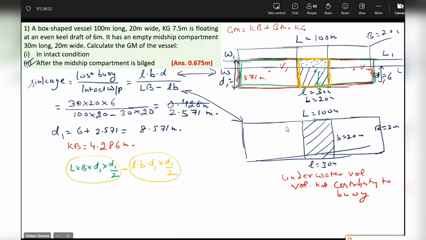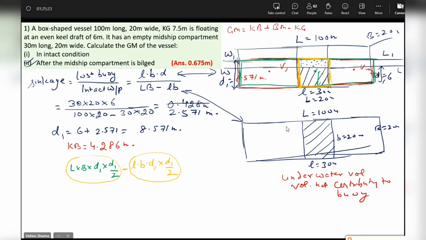It is also what we can call the intact moment. We don't use the word intact. You are right, it is intact only because if the volume is intact, then only it will contribute to buoyancy, but we don't use that terminology, beta. Guys, do you agree that whatever is written is the vertical moment of the volume of buoyancy, correct?